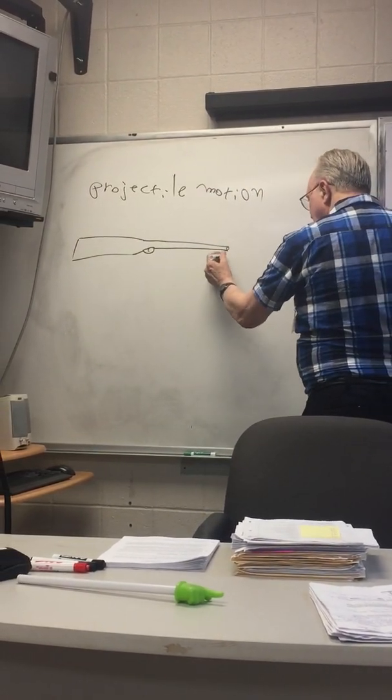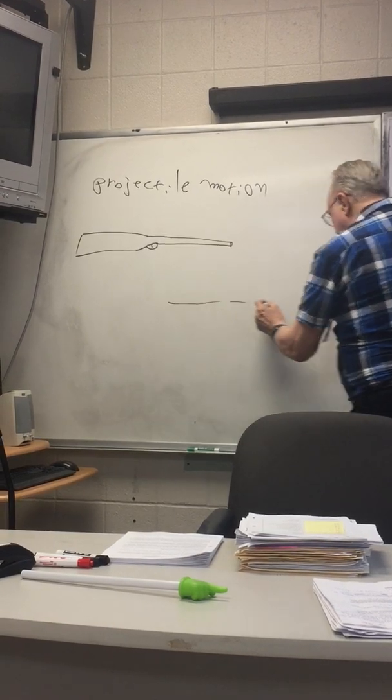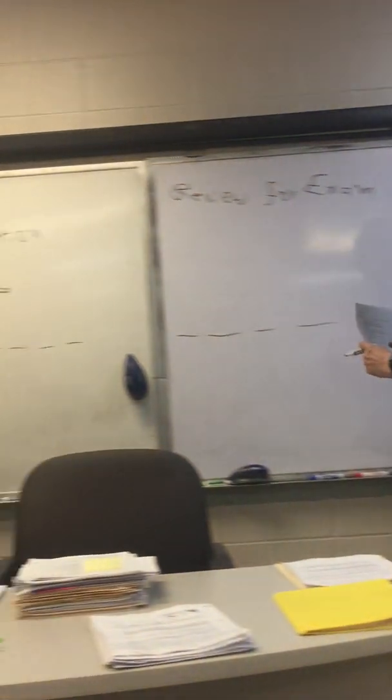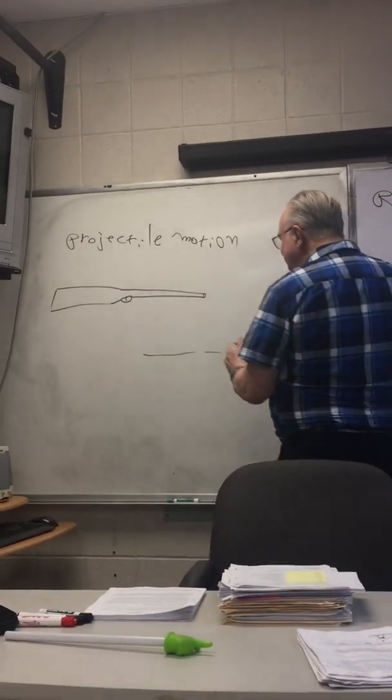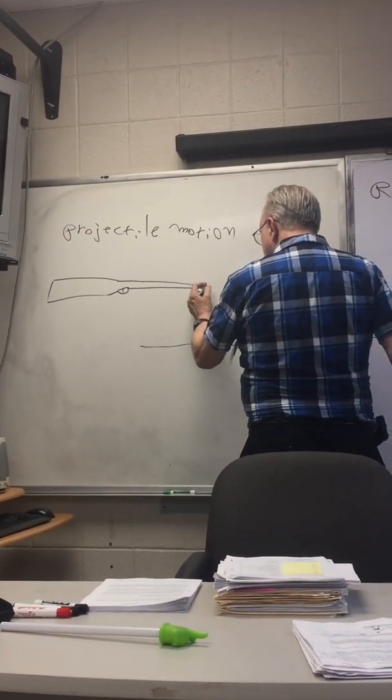Rifle, and it's above the ground here. Here's the ground. And the rifle is horizontal, and we're gonna shoot a bullet.